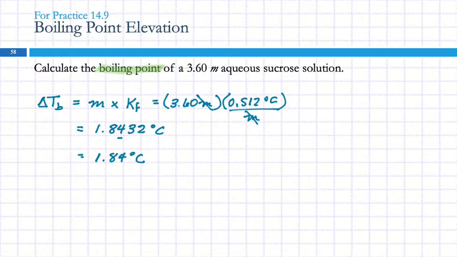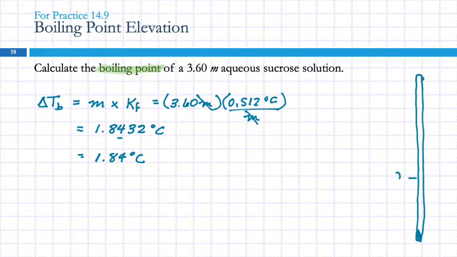It's 100 degrees. And again, it might be helpful to draw yourself a little thermometer. It's like, okay, there's 0 where water freezes, and here's 100 where water boils. And so this is the change for the boiling point. So it's going to be up 1.84 degrees, right?